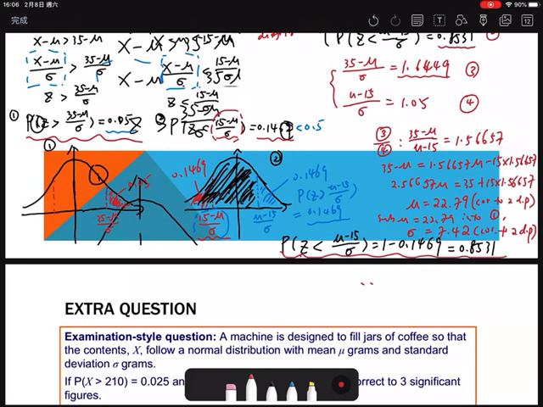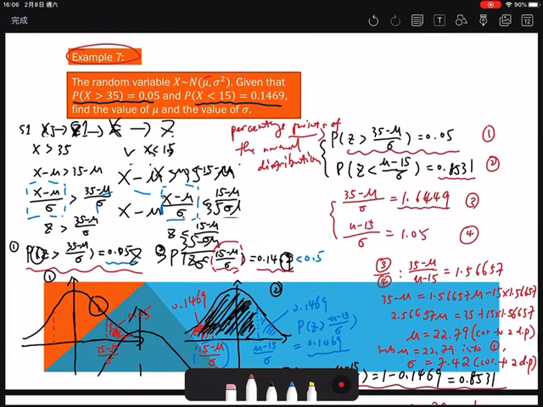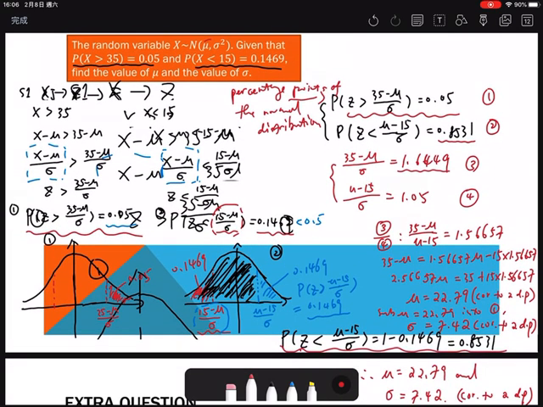So finally we get a conclusion: mu is 22.79 and sigma is 7.42, correct to 2 dp. So this is question 7.